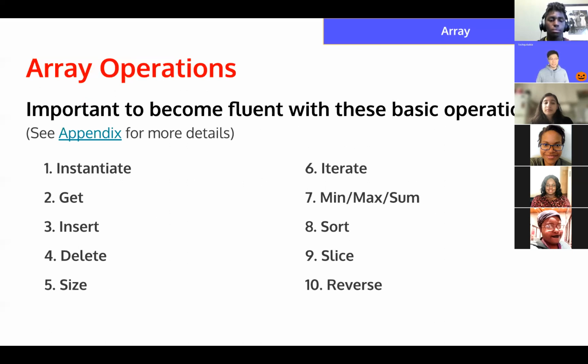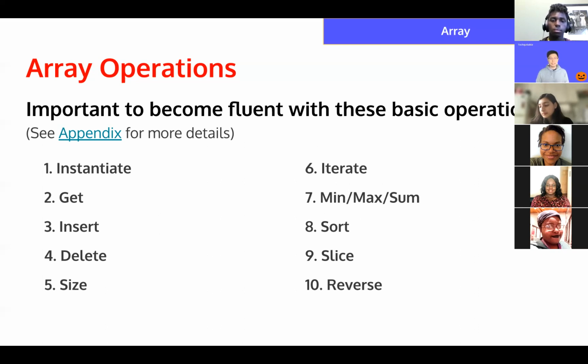For example, one is to instantiate or create a new array. The second operation would be getting an element out of the array. The third would be inserting a new element. The fourth would be deleting a specific element. The fifth operation might be finding out the size of the array. Six is iterating through the array. Number seven is bucketed together, but it's understanding how to find the min, max, and the sum of the array. The eighth operation would be how to sort them.